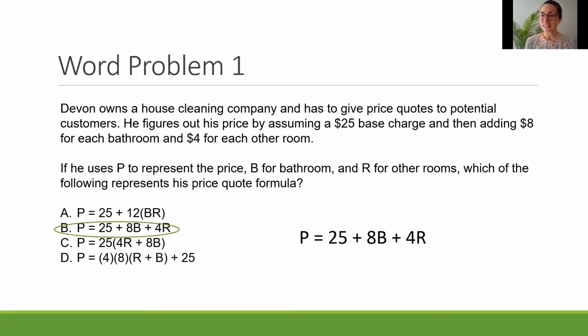Now our last piece we're also going to add on, which is the $4 for each other room. And just like the bathrooms, we're going to multiply that $4 times the number of other rooms that there are, which is R, our variable R. So you can see that our answer then is letter B. P equals 25 plus 8B plus 4R.